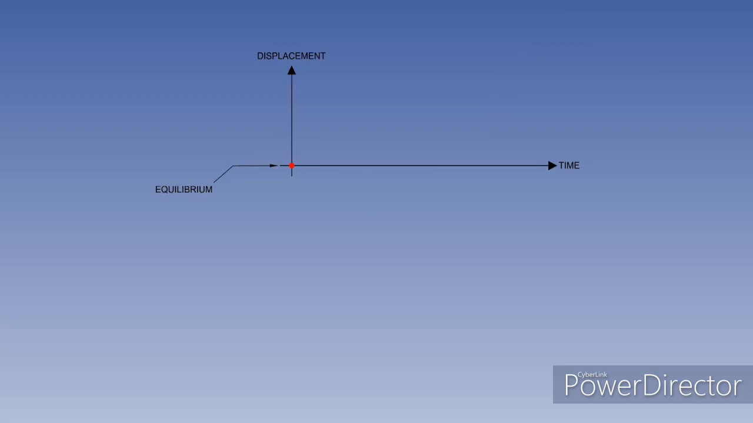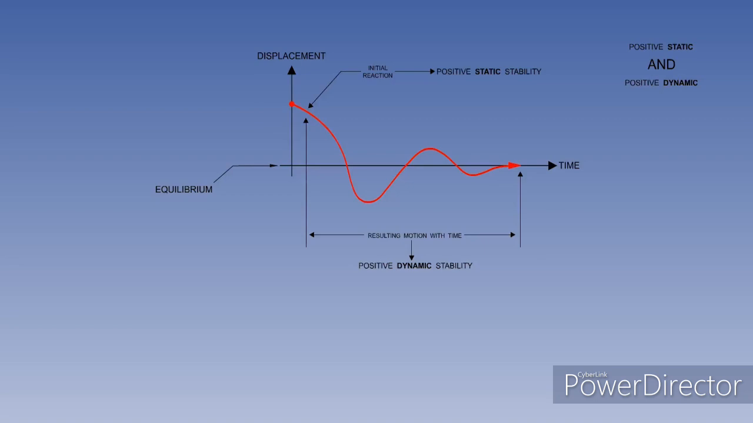Another type of dynamic stability is called damped oscillation. The red dot is displaced from equilibrium, and when the disturbing force is removed, the initial reaction is to start back towards equilibrium. This illustrates positive static stability. And over a period of time, the dot continues to move back to equilibrium with several oscillations. This illustrates positive dynamic stability. We have positive static and positive dynamic stability.